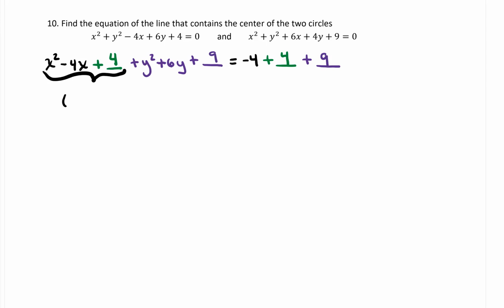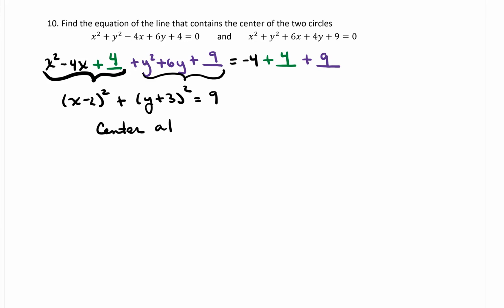x squared minus 4x plus 4 is a perfect square. This is x minus 2 quantity squared, plus y squared plus 6y plus 9, which we can rewrite as a perfect square, and that's y plus 3 quantity squared, equals negative 4 plus 4 cancels, plus 9, so that's 9. So we have a center at 2, negative 3.